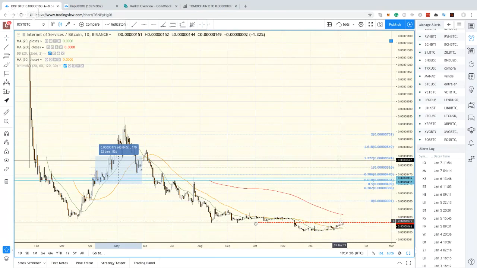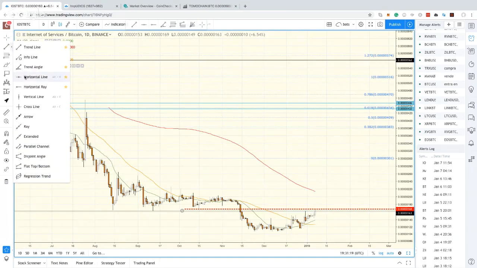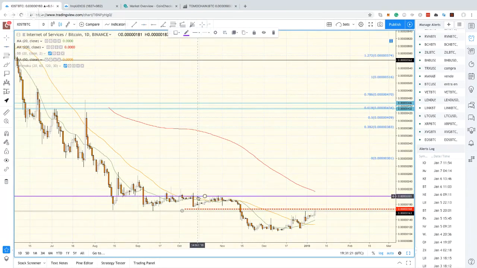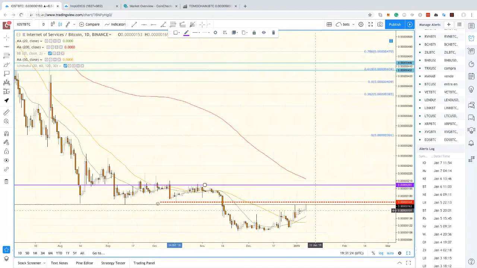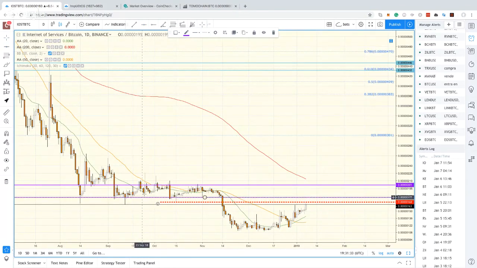Right now, I'm expecting this one to test this support, this resistance at 200 MA, or even this line. This is a strong resistance. This is going to be a strong resistance for IOST. And also there's going to be resistance at this level. Look at this channel, how it broke down here.